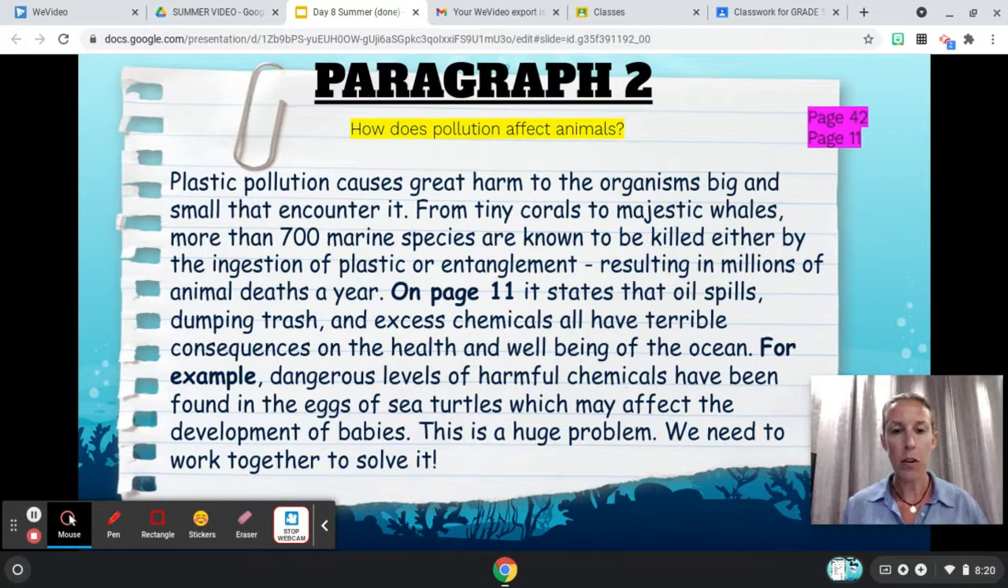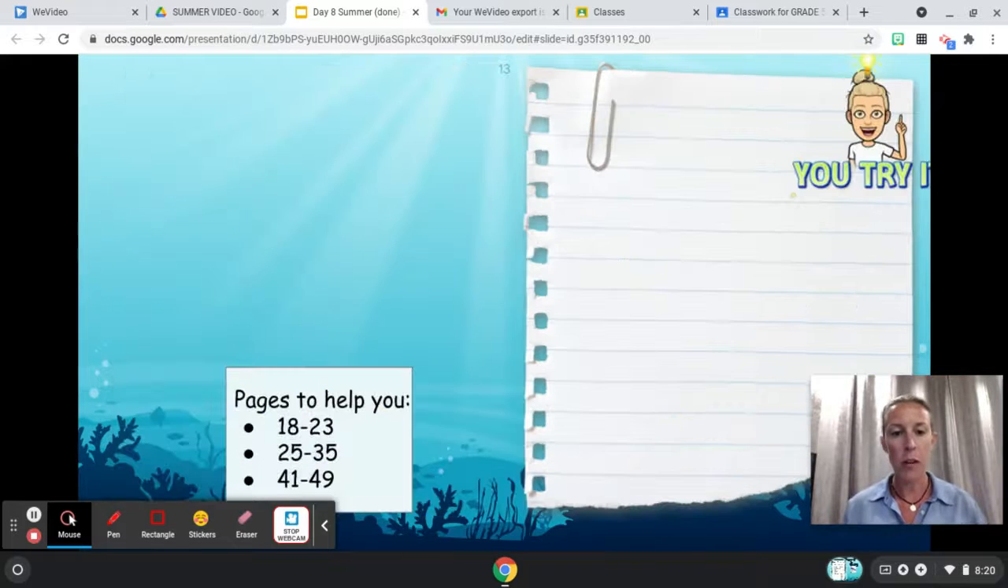Once again, boys and girls, you are going to continue working on paragraph 2. You are going to answer the question, how does pollution affect animals? And you are going to use these pages to help you do that.